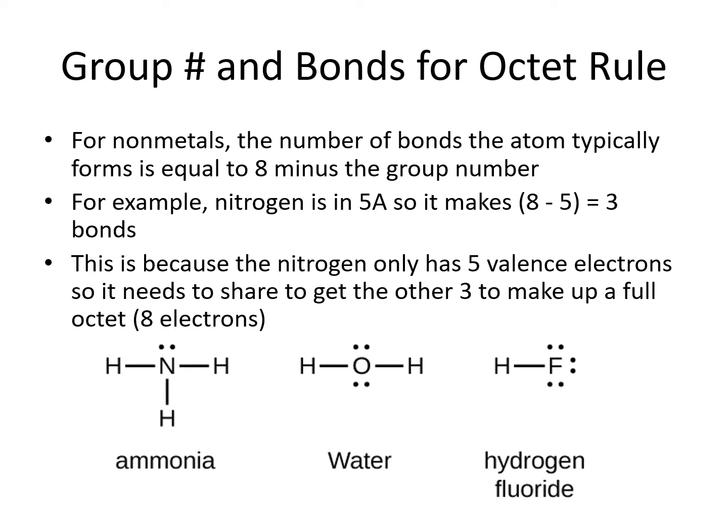Oxygen is in group 6A, so it has 6 valence electrons. We expect it to have 8 minus 6, which is 2 bonds. We see that in the water molecule, for example. Fluorine is in group 7A, so it has 7 valence electrons. We expect it to have 8 minus 7, which is 1 bond. We see that in the hydrogen fluoride molecule, for example. This rule of thumb does not always work, but is a good way of checking to see if you are on the right track.